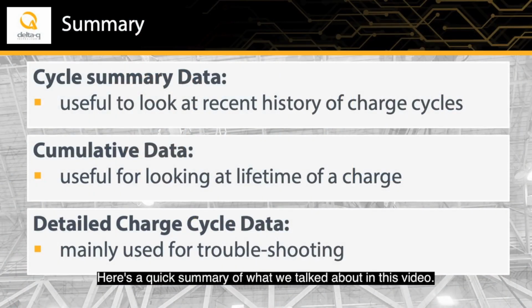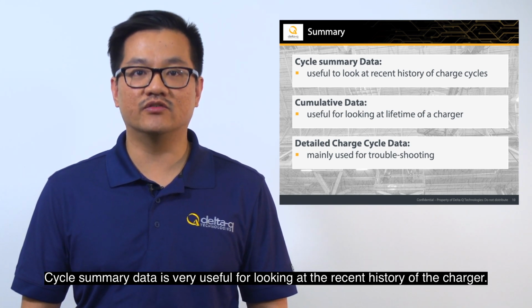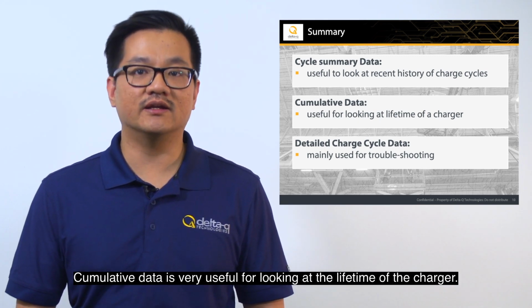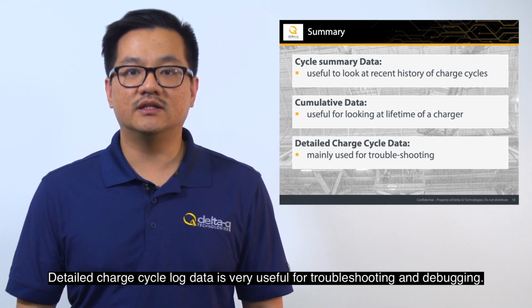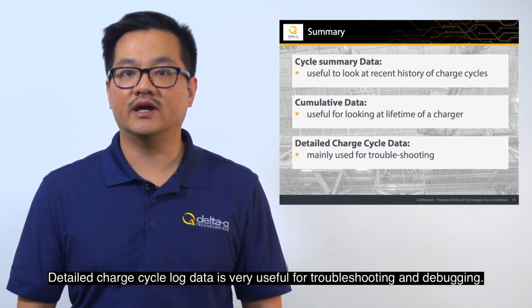Here is a quick summary of what we talked about in this video. Cycle summary data is very useful for looking at the recent history of the charger. Cumulative data is very useful for looking at the lifetime of the charger. Detailed charge cycle log data is very useful for troubleshooting and debugging.